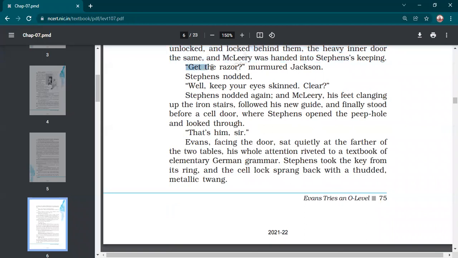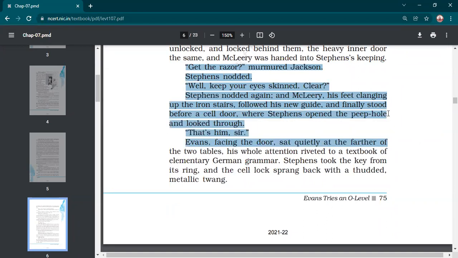Get the razor, murmured Jackson. Stephens nodded. कहता आप ले लो इससे सारा सामान. And teacher आ चुका है, invigilator आ चुका है. Exam is going to be started. Well, keep your eyes, kid, clear. Stephens nodded again, and McCleary, his feet clanging up the iron stairs, followed his new guide and finally stood before a cell door, where Stephens opened the peephole and looked through.